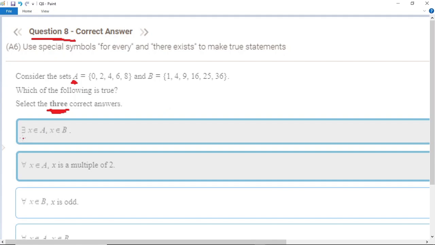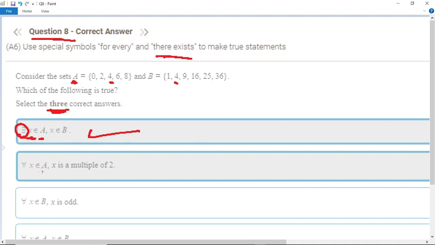this means that there exists X, some numbers, that belong to A. These numbers belong to B. Some numbers, not all the set, some numbers. This means they exist. Some numbers belong to A and belong to B. So let's see. 0 doesn't belong, no. 4, yes, it's included here. 6, no. So this is the right answer because there exist some numbers.